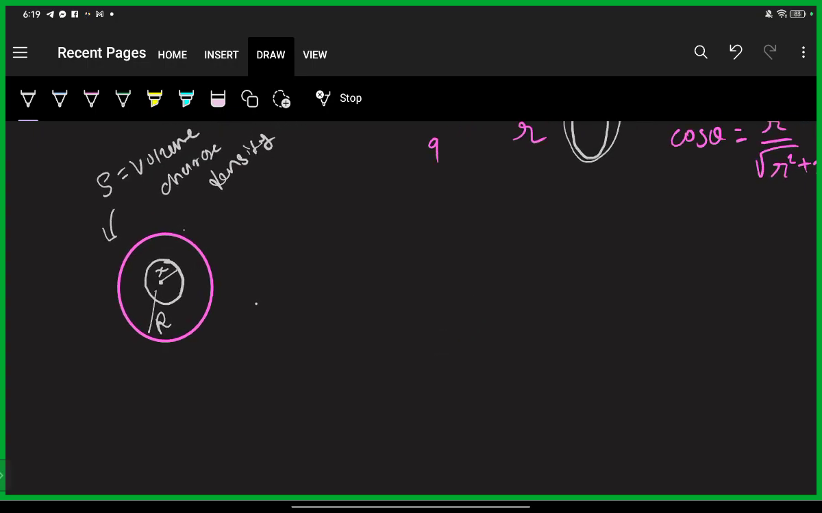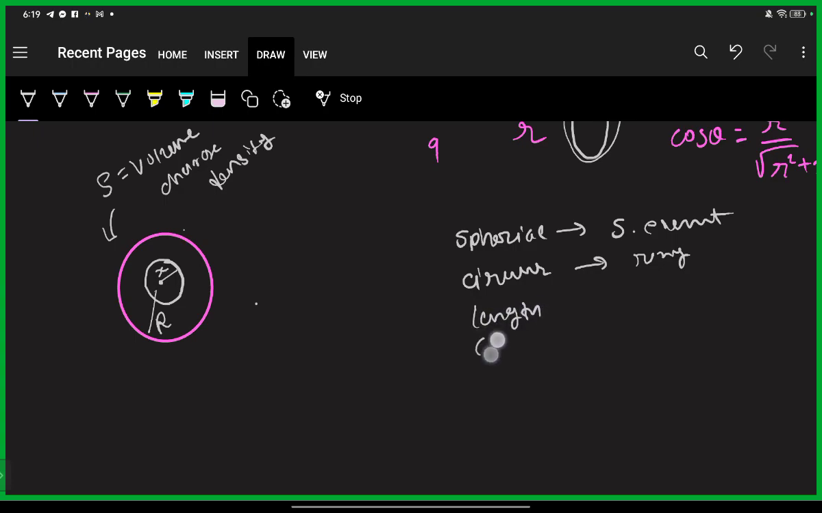If you are having spherical symmetry, then spherical element. If you are having circular symmetry, then you are going to consider a ring element or disk element. And if you are having a length of something, let's say a rod, you are going to assume a length element, or linear element. Yes, linear element is a better word.